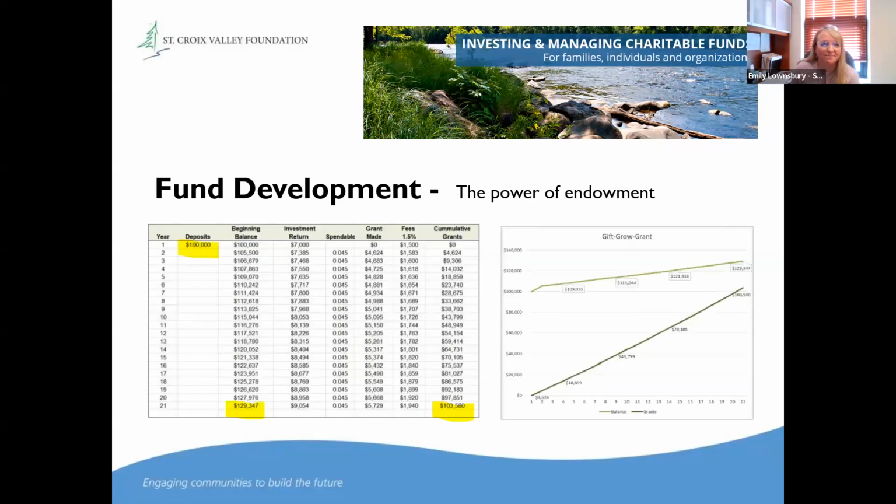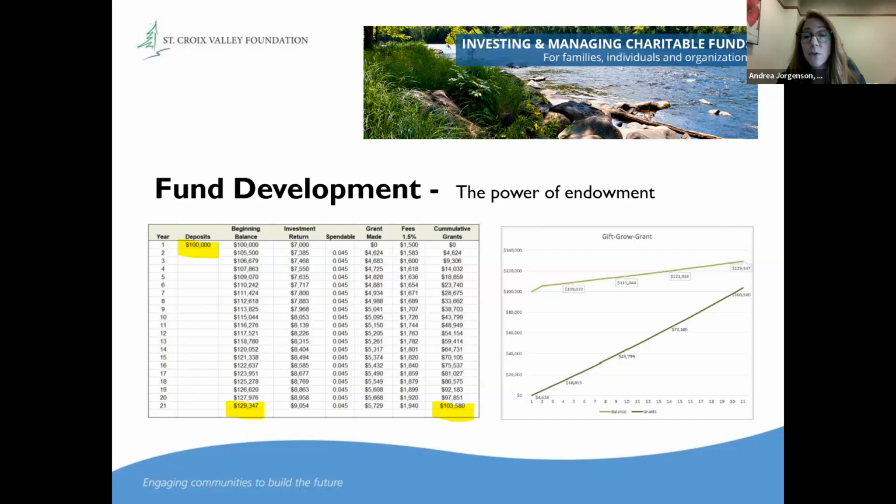Well, hello, everyone. After listening to both Angie and Emily, I discovered there might be some repetition here, so bear with me, but I will try to condense. Here at St. Croix Valley Foundation, we accept a variety of gifts, which is very unique and which makes us stand out from other foundation models.